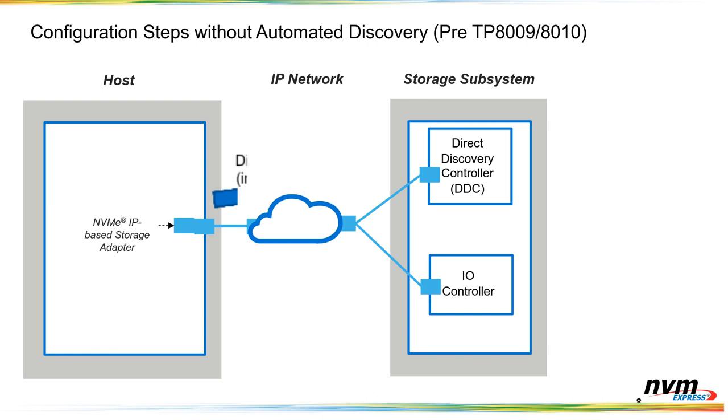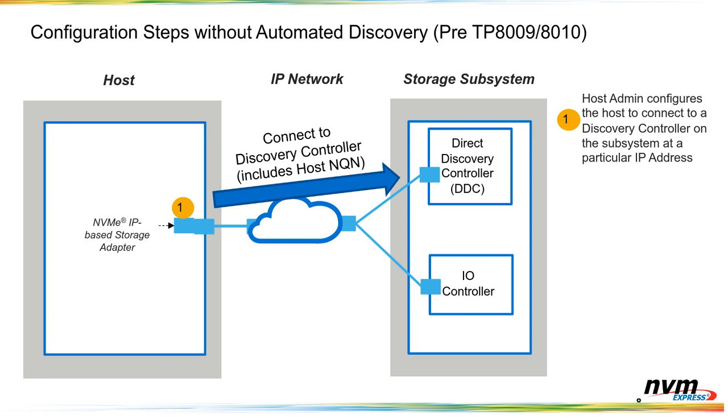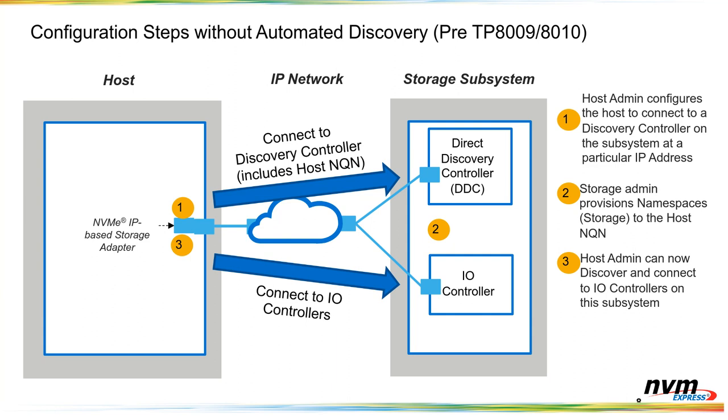So what you would initially do is the host admin would configure a host to connect to a discovery controller on the subsystem at a particular IP address. Next step that would happen would be the storage admin would provision namespaces or storage to the host NQN. And then the host admin can now discover and connect to IO controllers on the subsystem. And then you would repeat these steps on all hosts for each subsystem that they want to connect to. And this doesn't really scale very well. It's a lot of manual configuration at the host side and at the subsystem side.